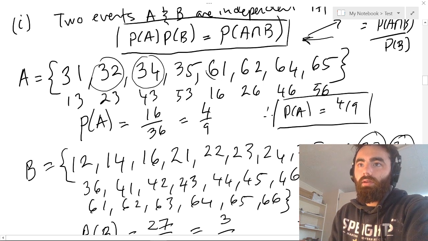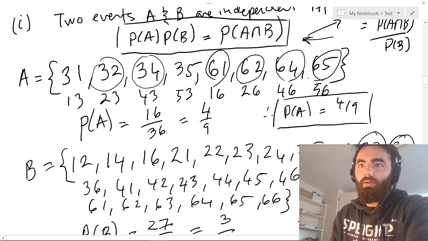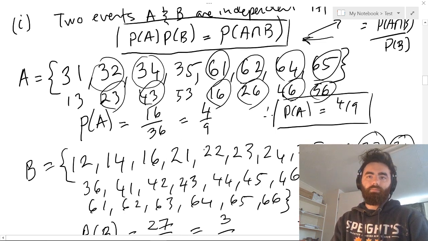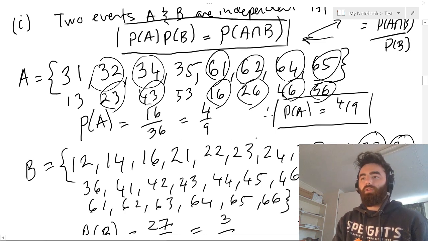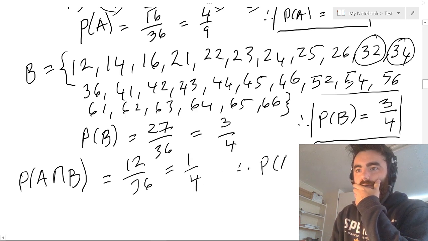6, 1 does. 6, 2 does. 6, 3, 6, 4, 6, 5. I'm just going to go. 2, 3 does. 4, 3 does. 5, 3 doesn't. 1, 6 does. 2, 6 does. So that's 1, 2, 3, 4, 5, 6, 7, 8, 9, 10, 11, 12. So that's 12 out of 36, which is a quarter, right? So therefore, the probability of A and B is a quarter.